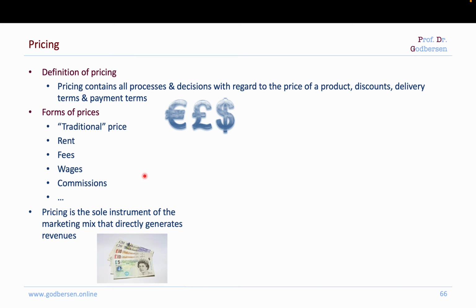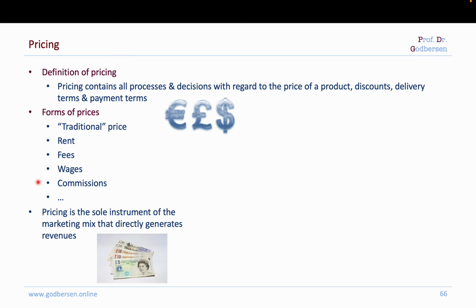Let's have a look at pricing in general. Pricing contains all the processes and decisions with regard to the price of the product. That is the main focus. But when looking at pricing as managers, we also need to look at what discounts we are giving, what delivery terms we have, what payment terms. With regard to the price, do not only think of the price tag like in a supermarket that you pay at the cashier. It's a traditional price, but rents are prices, fees, wages, commissions. So pricing covers a lot of prices.